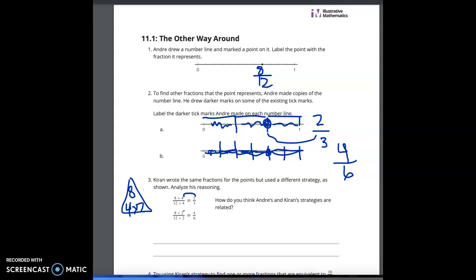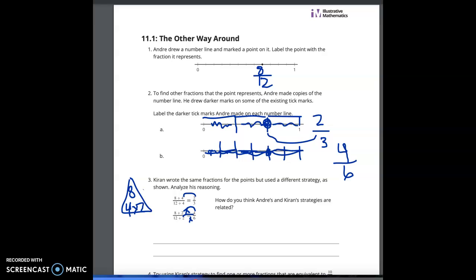If we're checking their work and we're saying 4 times 2 equals 8, and 6 times 2 equals 12, they would be correct. So he wrote some fractions, but he used a different strategy. So how do you think their strategies are related? Didn't they pretty much get to the same answer? Didn't he get 2/3 and 4/6 just like Andre did? They did. They got the same answer, but they did it different ways.